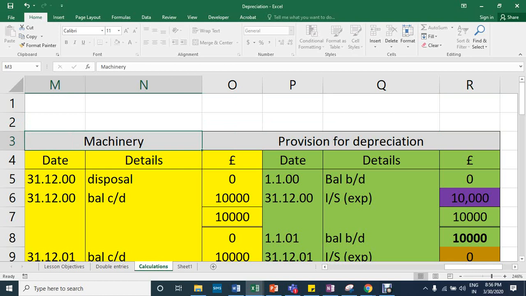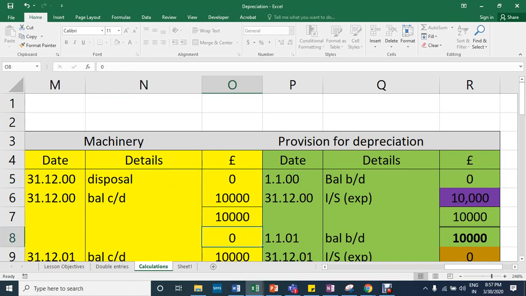Let me explain one more time how to balance the ledger. Credit side is greater, bring the 10,000 here, 10,000 here, take away 0 gives you 10,000, which is 31st 12 2000 balance carried down. There isn't any disposal during the year, so either you can ignore this or you can write it and mark a 0. 1/1/2001 balance brought down 10,000.